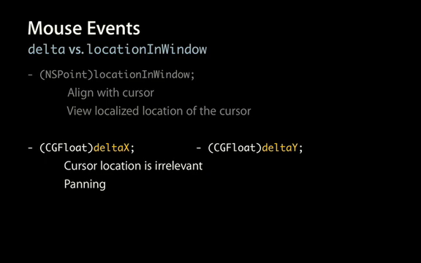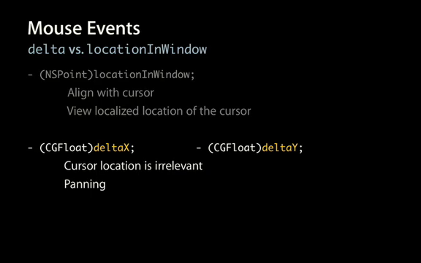Delta X and delta Y, for those of you that don't know, tell you the amount of screen pixels that changed since the last mouse event. And it's not actually screen pixels. Because what can happen is the mouse, as the user drags it, can get pinned up against the screen, but the user continues to move the mouse in the same direction. The delta X and delta Y will change, but the location and window will be the same because it's pinned against the screen.